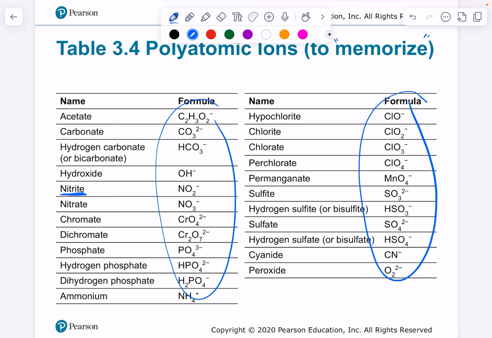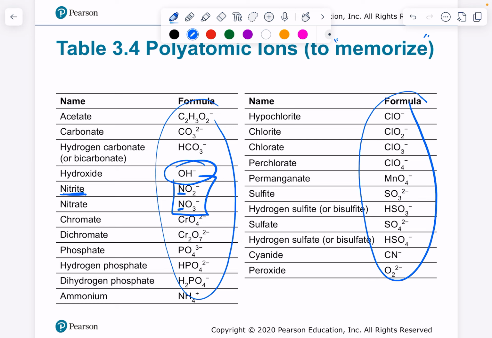So like if I give you something with OH minus, you need to know that that's hydroxide. Or you need to know what the difference is between nitrate and nitrite. Okay? So when you're memorizing these names, there's a couple little hints. Some of them are obvious, like nitrogen. That one has "ni" at the beginning. So that's indicating that there's nitrogen.